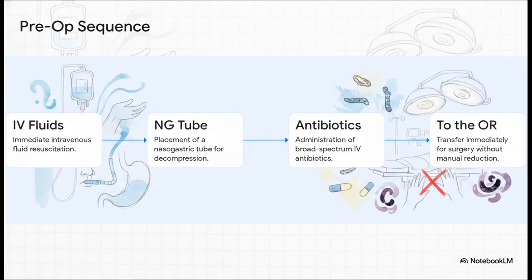In a situation like this, tissue necrosis is imminent, so delaying is fatal. You need to execute rapid preoperative stabilization, get immediate IV fluids going, drop an NG tube for decompression, and administer broad-spectrum antibiotics before transferring to the OR. And whatever you do, never attempt a forceful manual reduction. You risk pushing necrotic bowel right back into the peritoneal cavity, and we definitely do not want that.